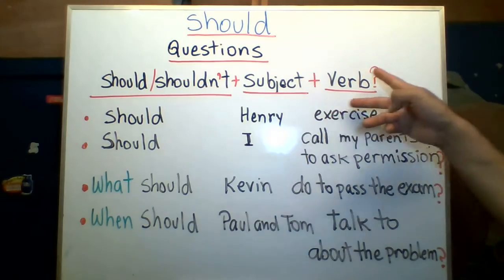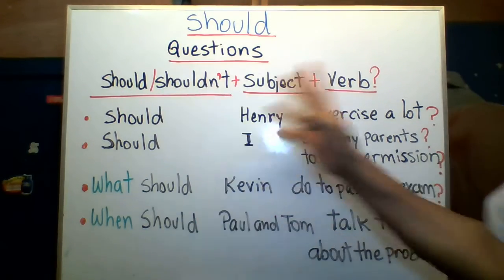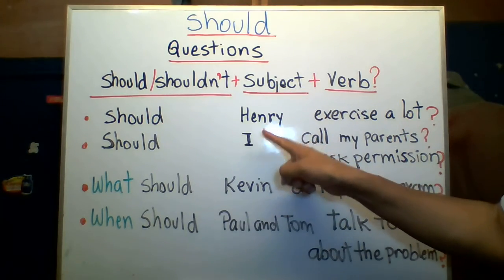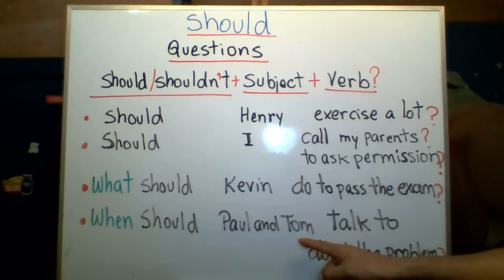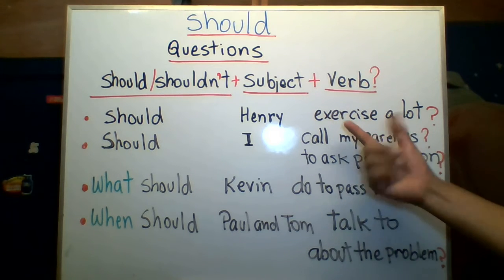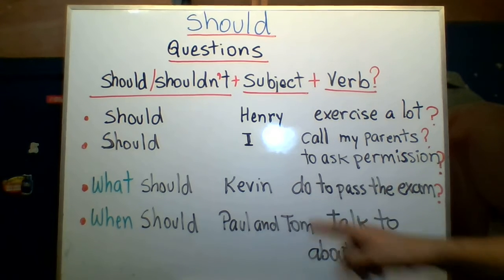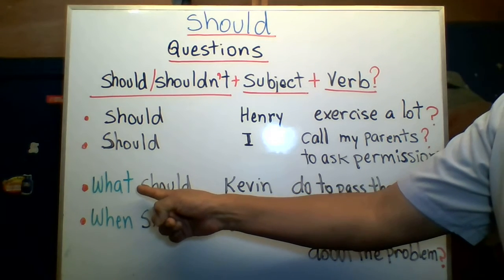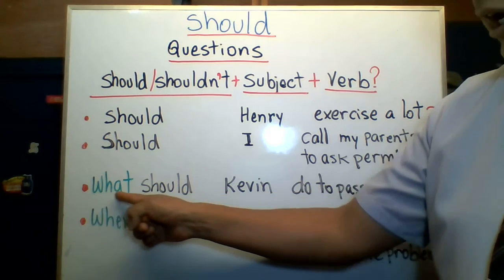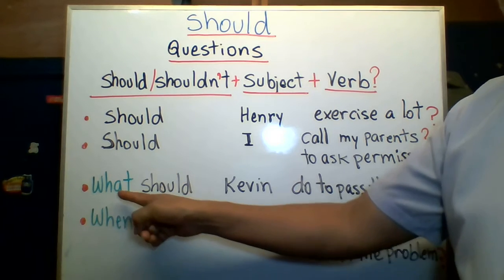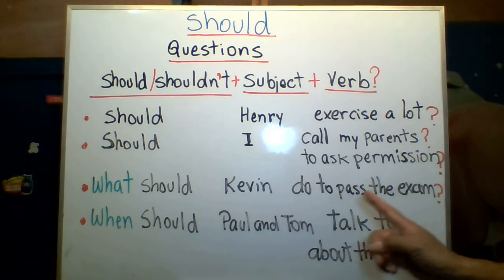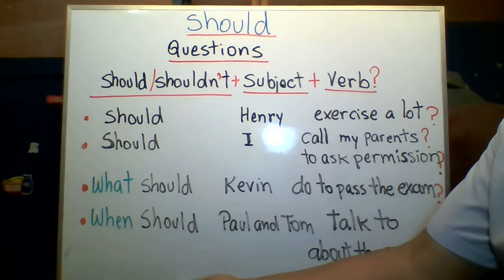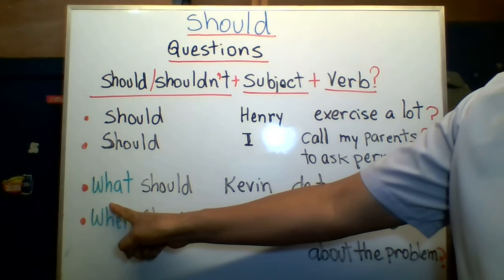According to the structure, you have to respect the order. First, should or shouldn't, subject: Henry, I, Kevin, Paul, and Tom, and then the verb: exercise, call, do, talk, talk to. And notice in this kind of question you have a WH question word, because this kind of question doesn't have a yes or no answer. You have extra information according to the WH question.